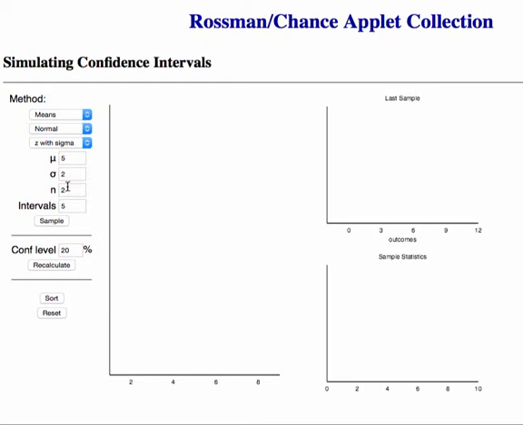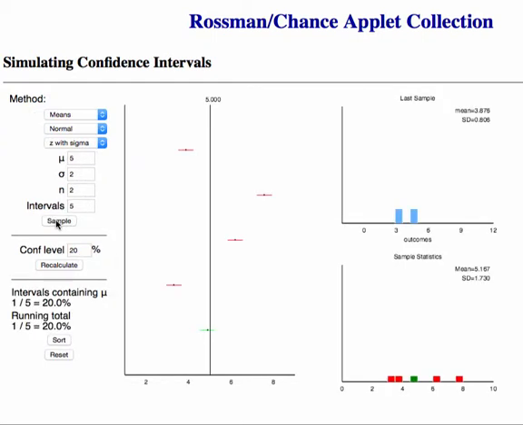And what would happen if you literally randomly took samples of size 2 and got the mean and everything, and then created a 20% confidence interval around that? Would you get this mean or not? And so here's a quick one. I did 5, and here they are, and only one of them, this green one, contains that mean of 5. Just this one right in the middle.